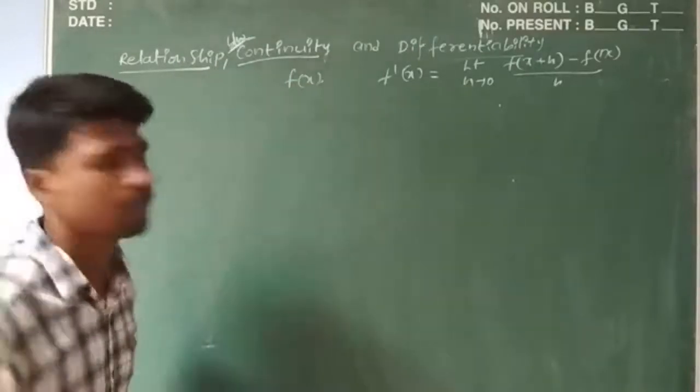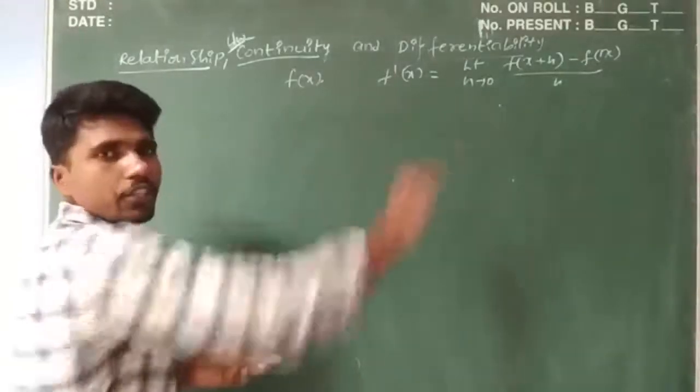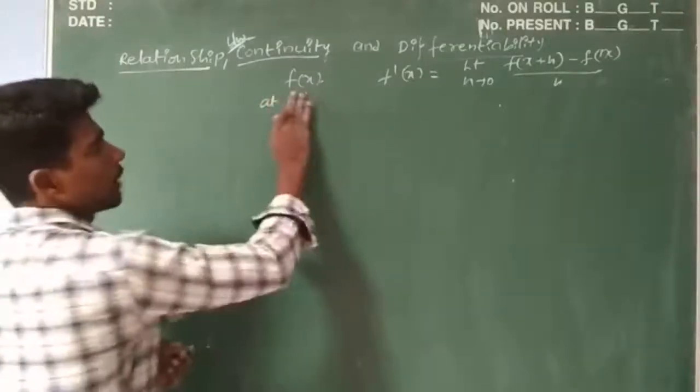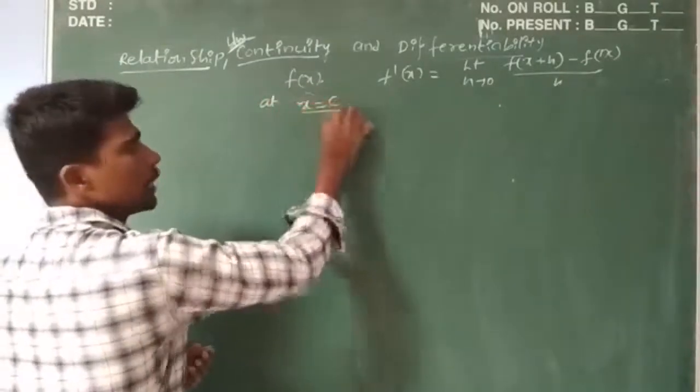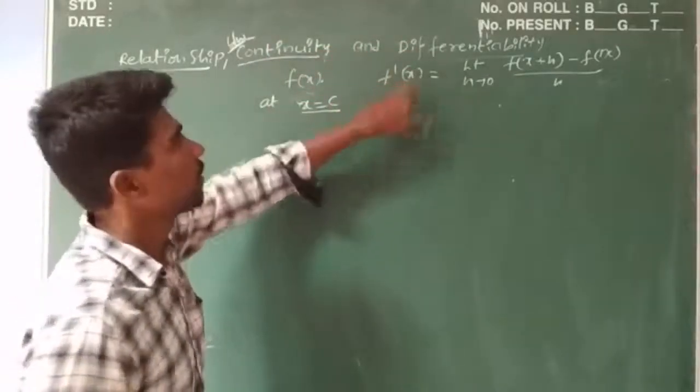Let me see, is it possible or not? Let the function be differentiable at a particular point C. At a particular point C, nothing but at x is equal to C, I am considering the given function is differentiable. The derivative of the function exists.